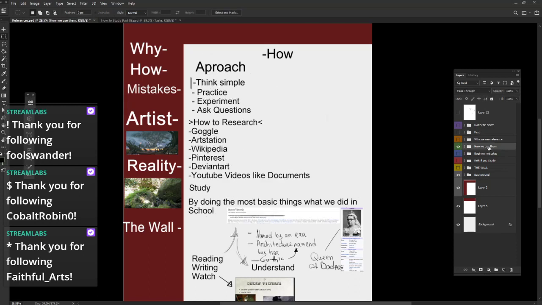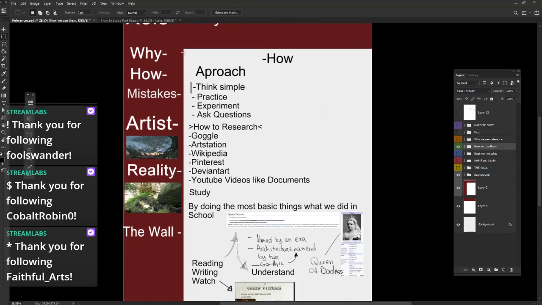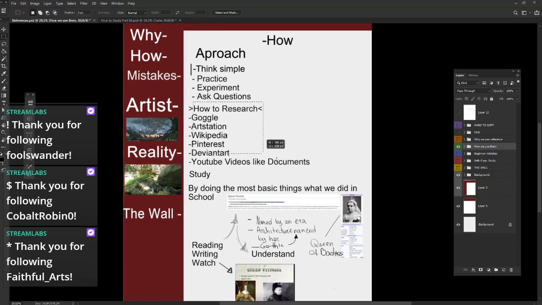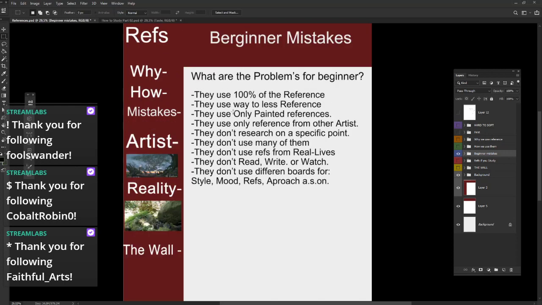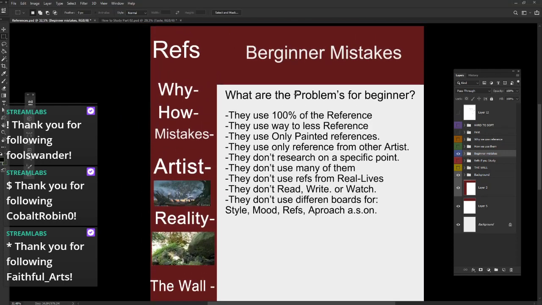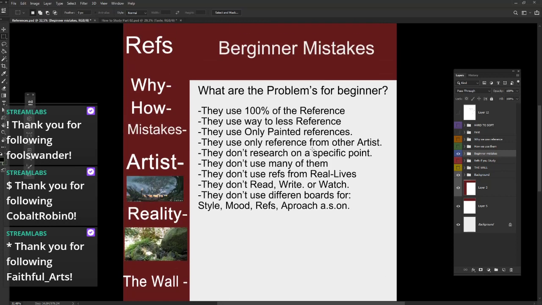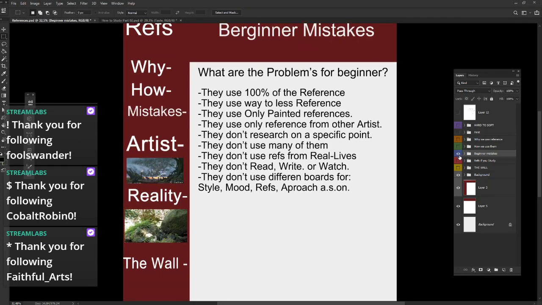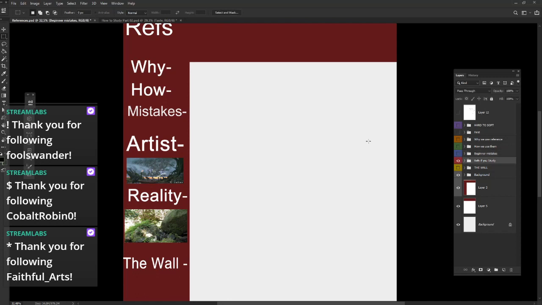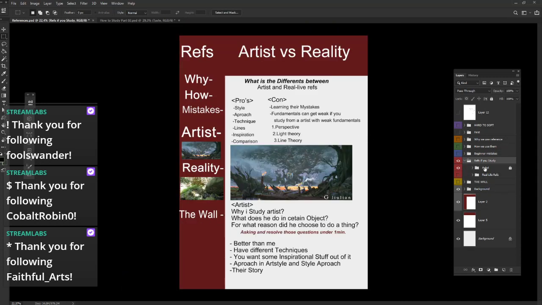Then there's the second part, how to use them: think simple, practice, experiment, and ask a ton of questions. For example, Google, ArtStation, Pinterest, and DeviantArt. I just go fast because there's already a video, so don't worry about it. Then common beginner mistakes, in case they use too much reference or too little. There are a couple more answers to that later on if you want to ask them in the chat.